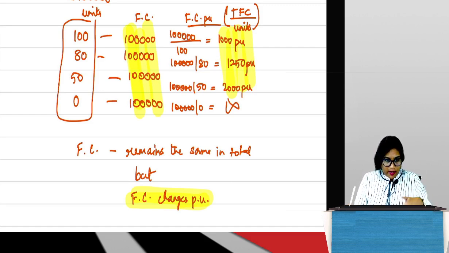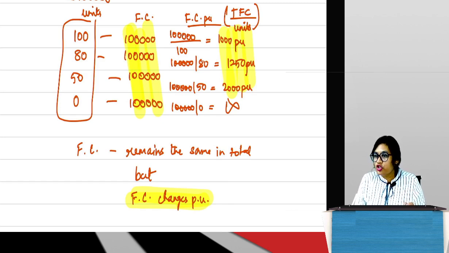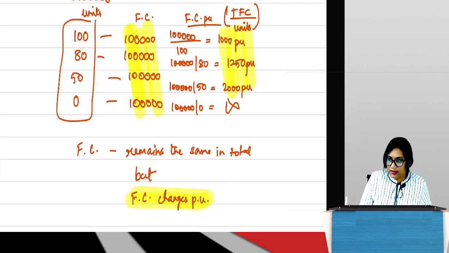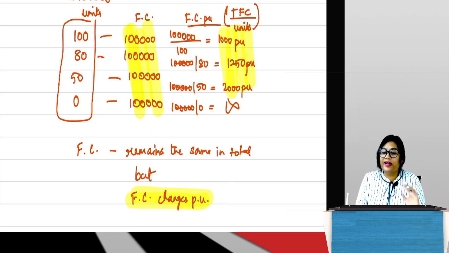Guys, is it okay? Everybody? So once again, fixed cost is the cost which does not change with output. What do you mean by that? As output increases or decreases, it doesn't matter. Fixed cost will remain the same.